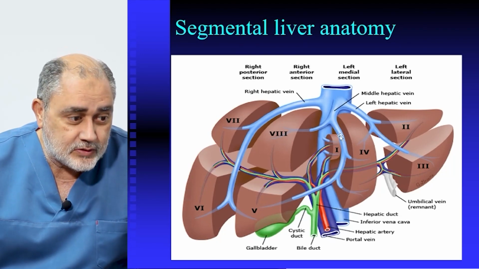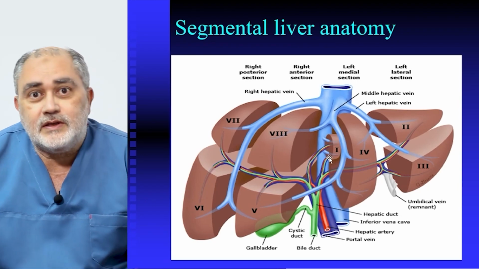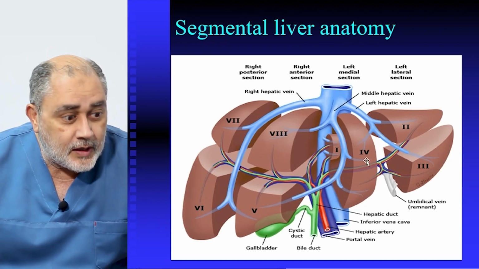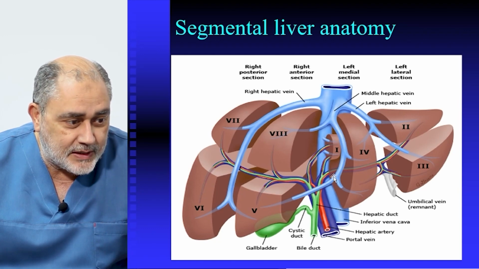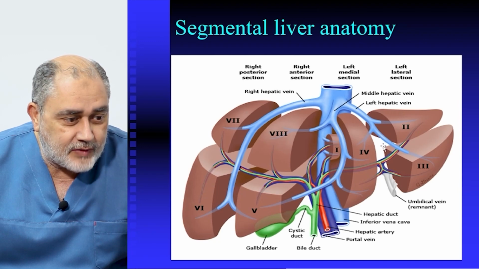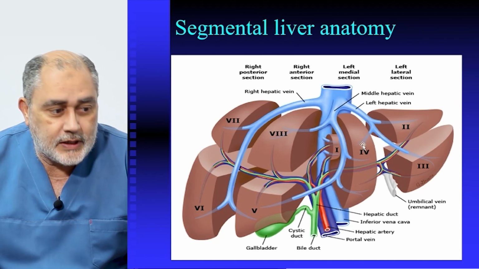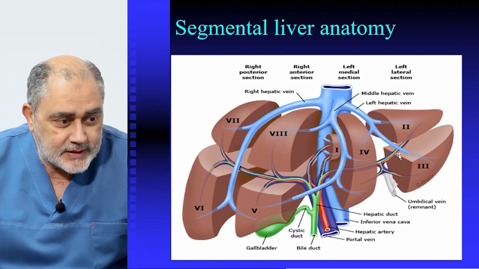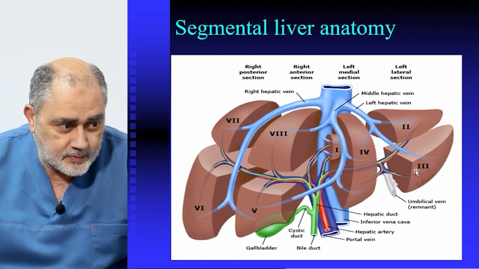This is the segmental liver anatomy. The liver is divided into 8 segments: right and left lobes, divided by the middle hepatic vein. The left hepatic vein divides the left lobe into medial segment, which is segment 4A and B, and lateral segment, which is segment 2 above and segment 3 below.